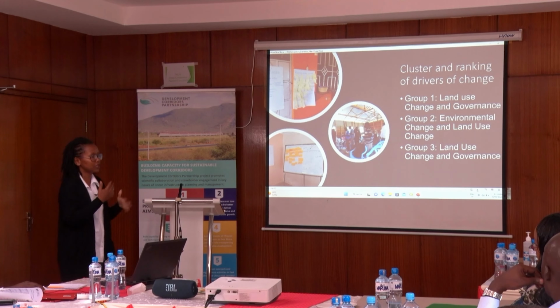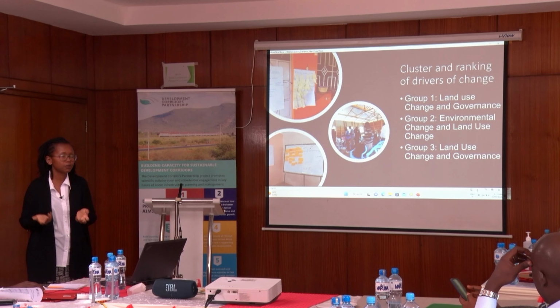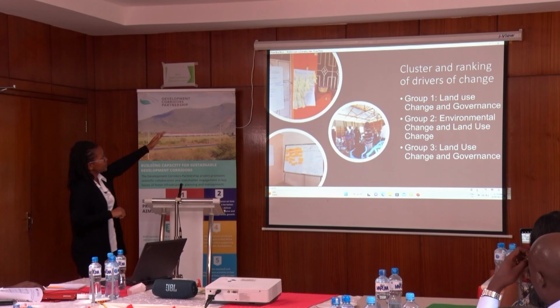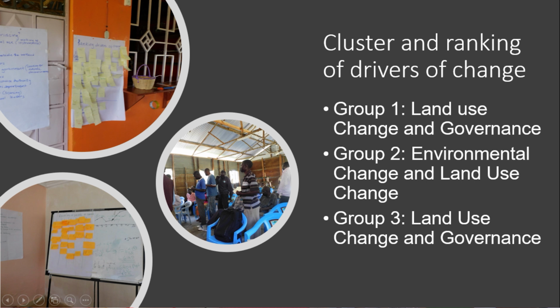So now we presented the drivers of change, we explained to them what exactly is in each. Then we asked them, write on a piece of paper. Maybe if you're not somebody who speaks so much in workshops, you can just write your answer on a piece of paper. Then now we rank them, put them together, and then rank them. If you see the 3 groups, all of them identified land use change.